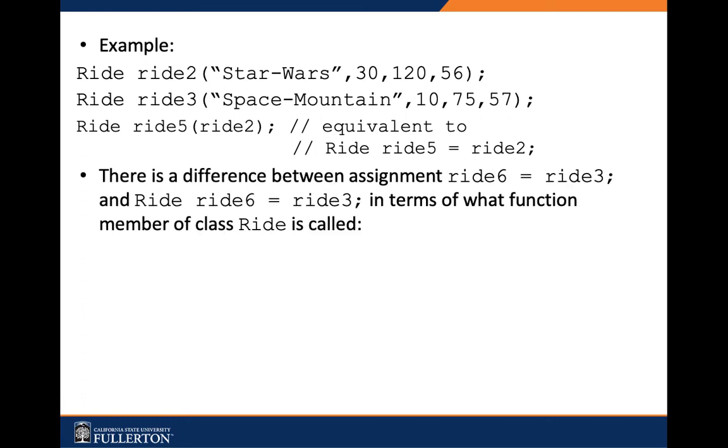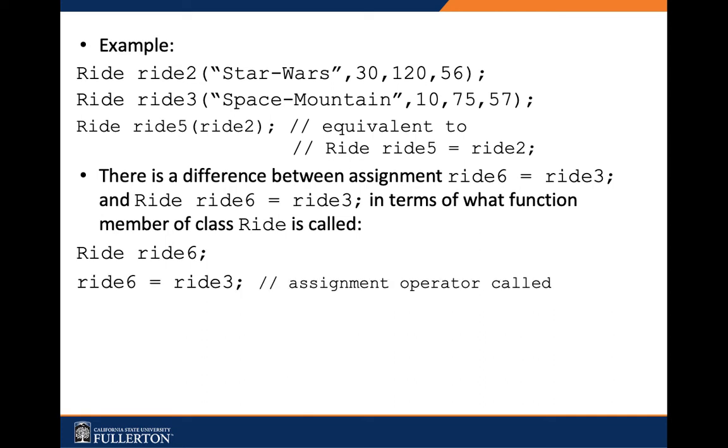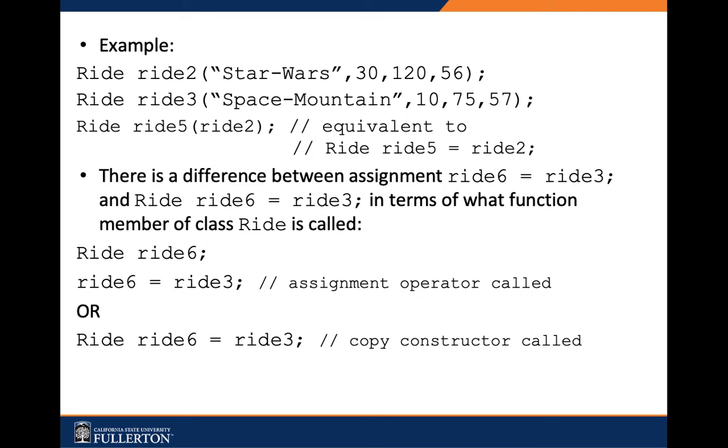There is a difference between the assignment write6 = write3 and write6 = write3 done right after the declaration, in terms of what member function of class write is called, and I'll explain next. Let's say that we declare an object write6, and then later on we put write6 = write3. In this case, the equal sign is the assignment operator. If we declare write6 and we put it equal to write3 right at the declaration, then we call instead the copy constructor.